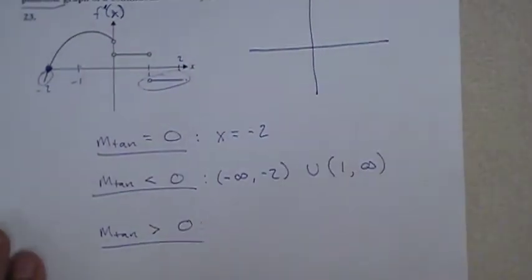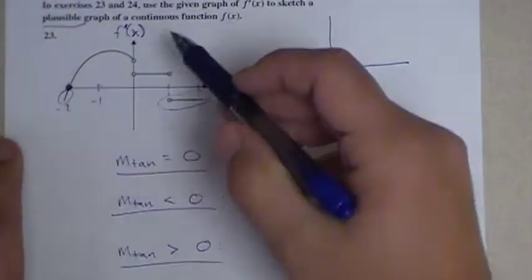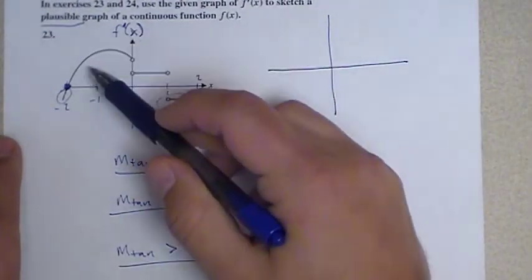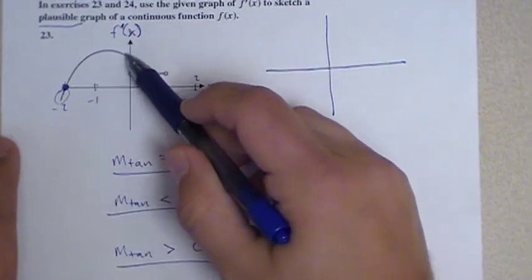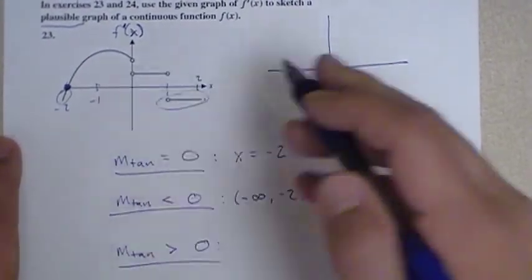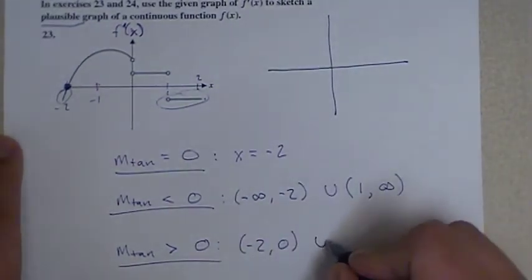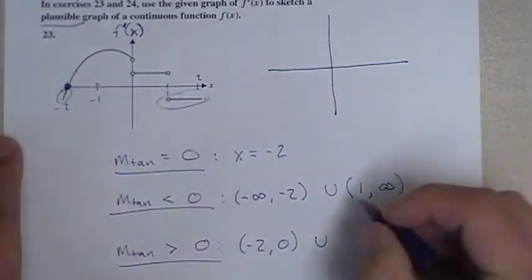And then where is the slope of the tangent line positive? Well, the slope of the tangent line is positive anywhere where the derivative's value is positive. And the derivative's value is positive on this portion of what looks to be a parabola, and that would be from negative 2 up to 0. And then it would also be positive from 0 up to 1.